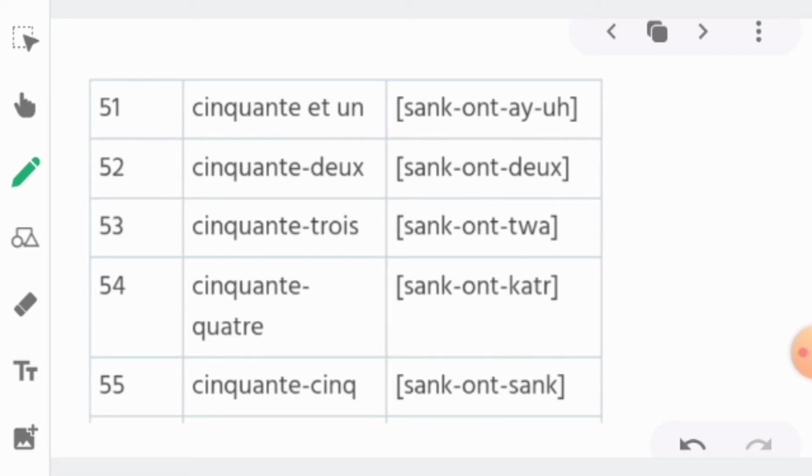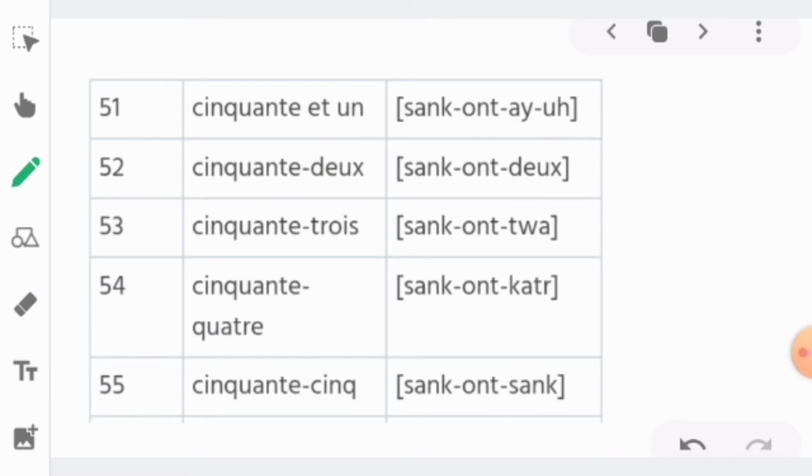तो cinquante-trois. Now for 54 it will be cinquante-quatre, यानी 50 plus 4, 50 का cinquante and 4 का quatre, तो cinquante-quatre. Okay, next 55 it will be cinquante-cinq. So cinquante is for 50 and cinq is for 5.